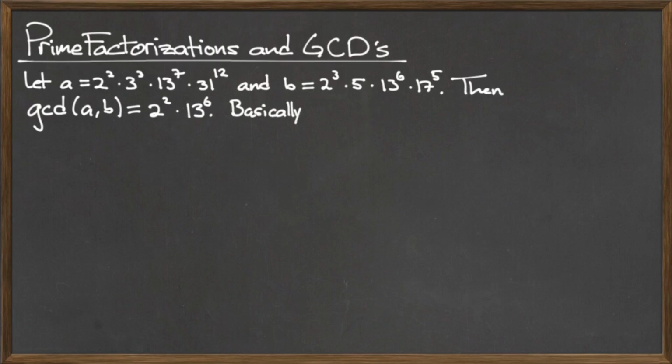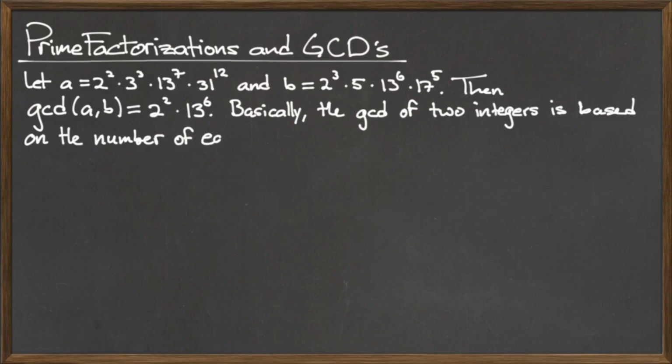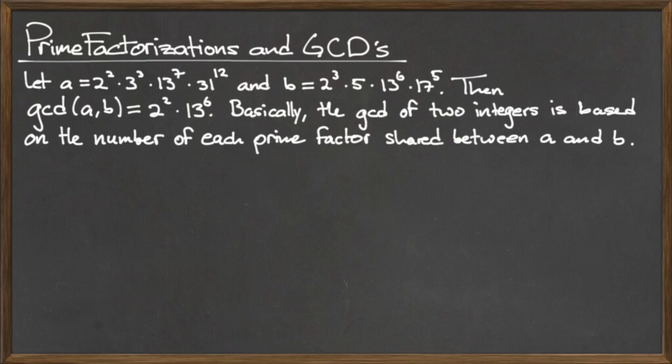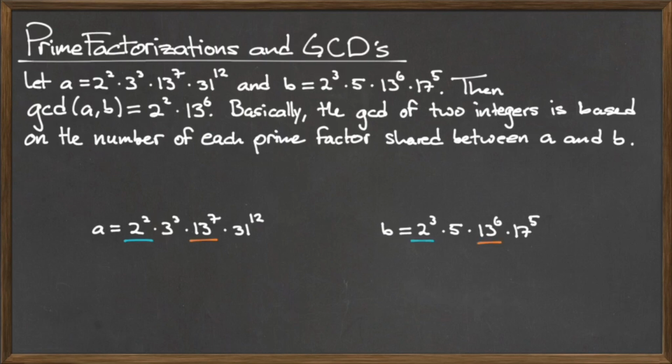To compute the GCD, we use the exponents on each prime factor that are shared between both a and b. For the integers a and b described above, note that both a and b share the prime factors 2 and 13. The GCD of a and b will include each of these prime factors along with the smallest exponent that appears between them. For the integer a, the exponent on 2 is 2, and for the integer b, the exponent on 2 is 3. The GCD will have the smaller of these two exponents, so the GCD will contain a 2 to the second power.